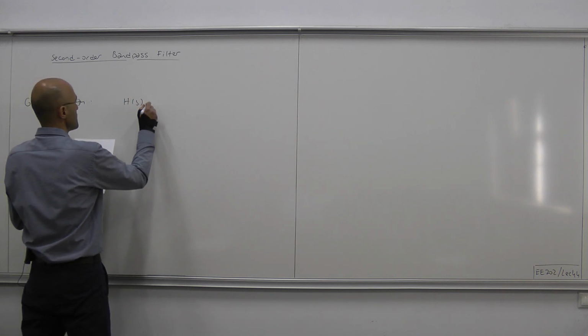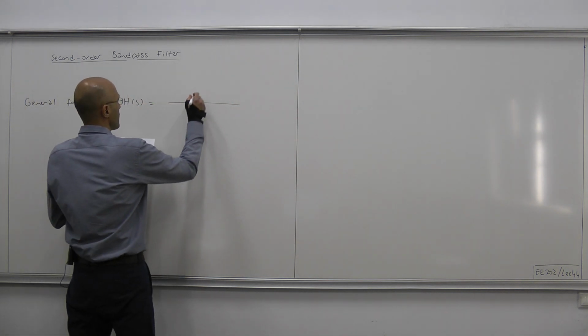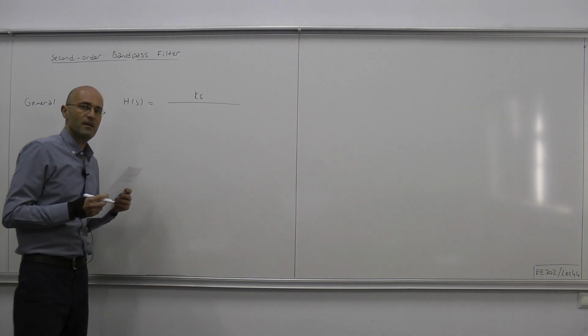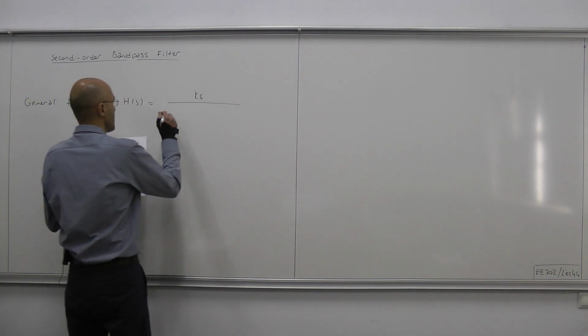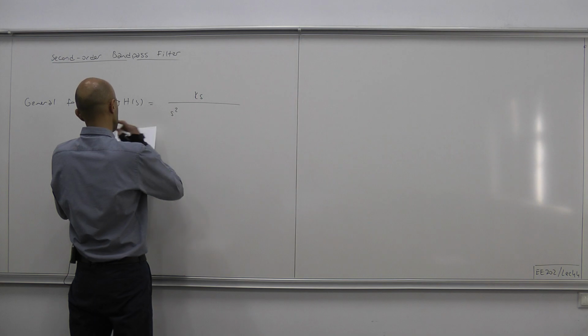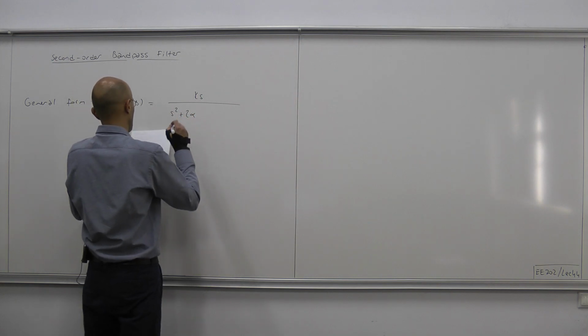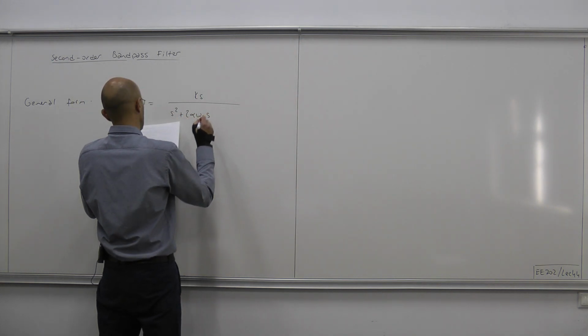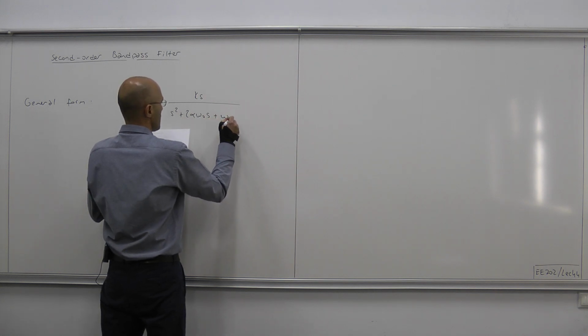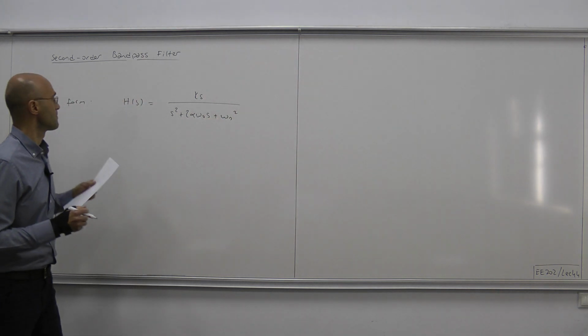Okay, H of s equals ks over a second order polynomial. So we have a 0 at the origin and two poles for our transfer function.